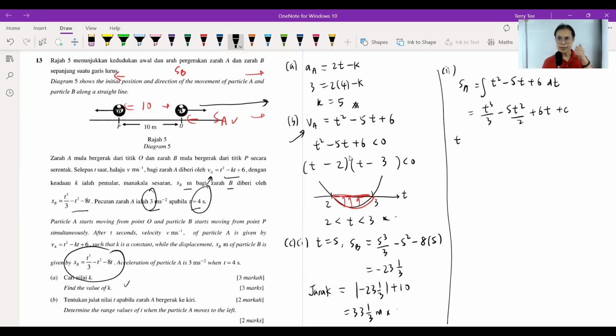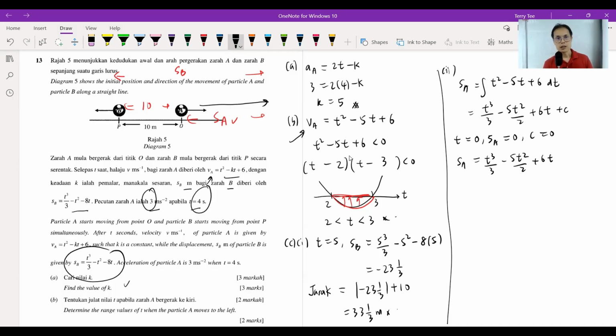Now, when you start the clock, where is zarah A? Zarah A is at point O. So your sasaran is 0. Your C is automatically 0. So your sasaran is t power 3 over 3, 5t squared over 2 plus 6t.